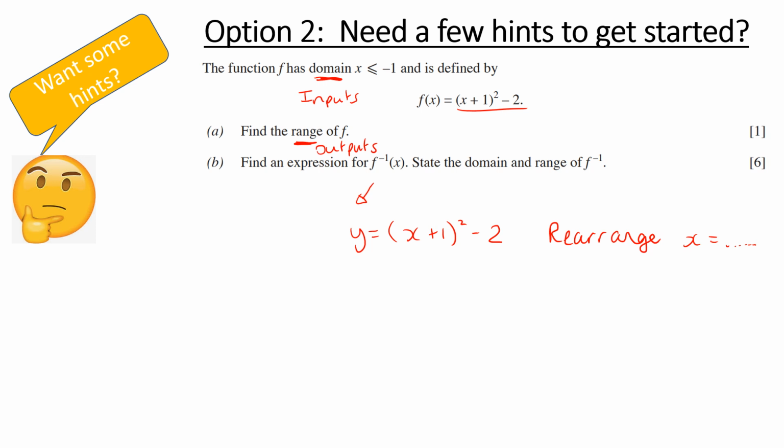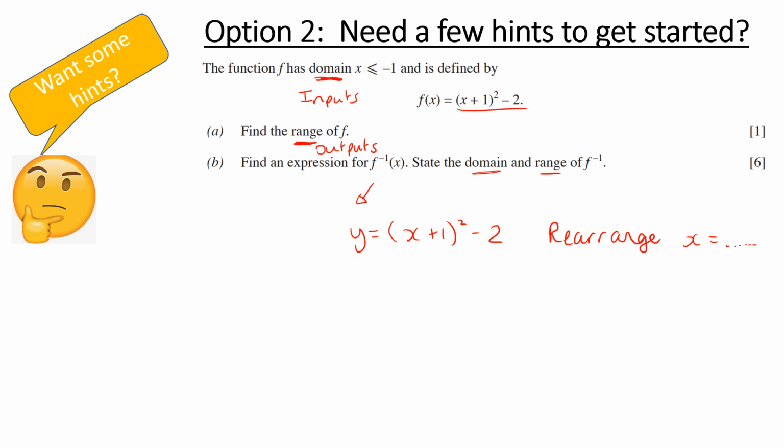The last bit that it's asking you for are the domain and range for the inverse function. But don't forget that the domain and range for the inverse function will be the same as the domain and range from the original function, but just swapped over. So if you know the domain and range for the original function, you automatically know the domain and range for the inverse. All you've got to do is swap them around.